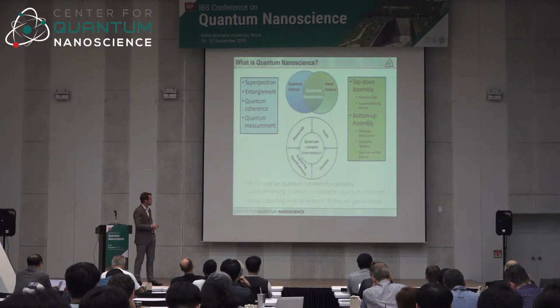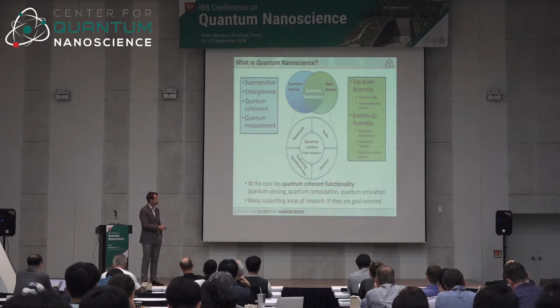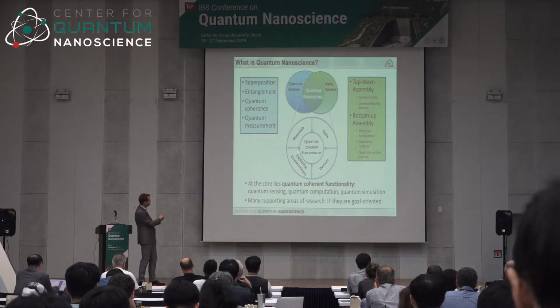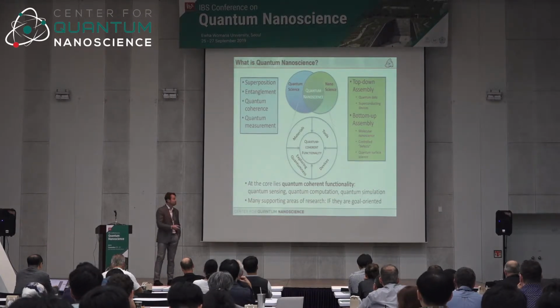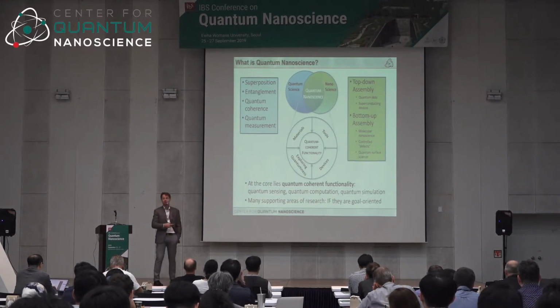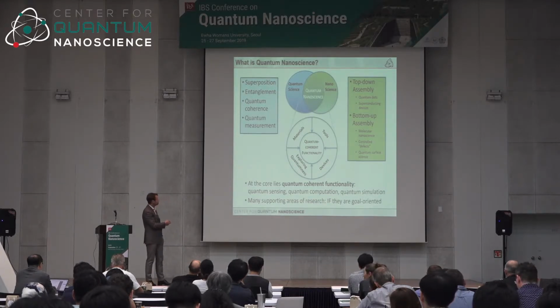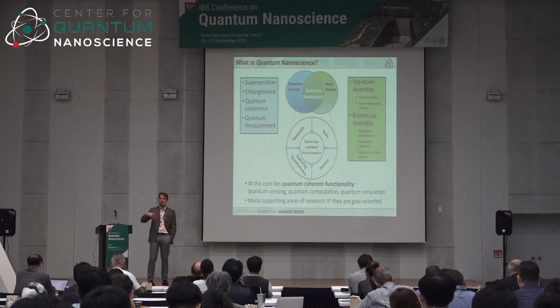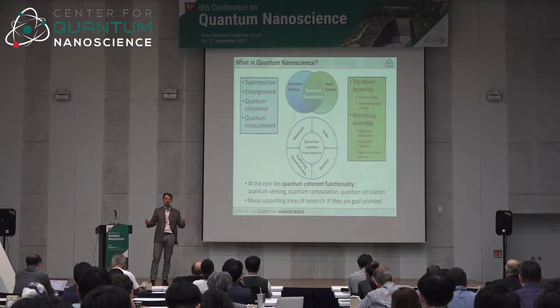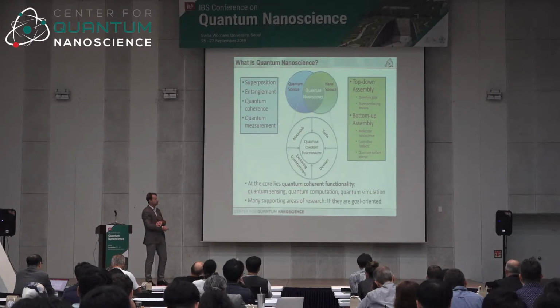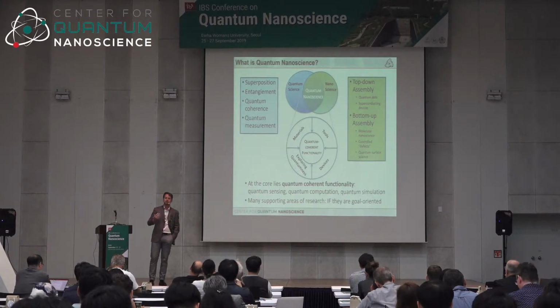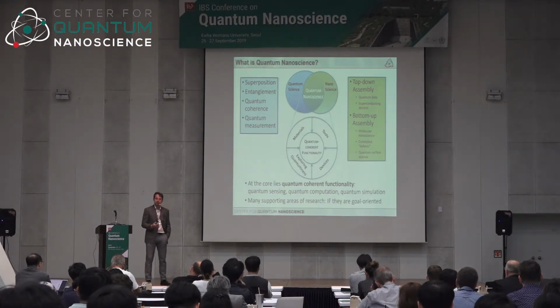But the most interesting aspect that we came up with is that we believe quantum nanoscience has at its core the drive to find quantum coherent functionality, to really use these concepts of superposition, entanglement, and quantum coherence to do something interesting. To utilize these effects for better sensors or for studying some quantum systems that you couldn't study otherwise. Possible applications could be quantum computing, quantum simulation, quantum sensing, but it's not about the applications as much as it is about the drive to actually use these quantum coherent effects in this research field.